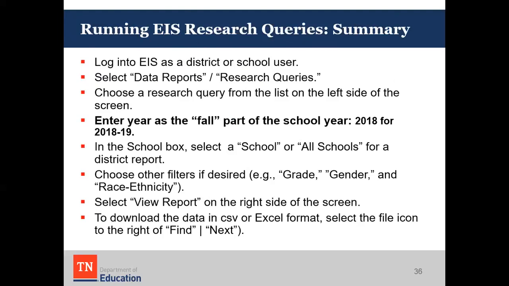To summarize, log into EIS as a district or school user. Select data reports and research queries. Choose a research query from the list on the left side of the screen. Enter year as the fall part of the school year, 2018 for 2018-19. In the school box, select a school or all schools. Choose other filters if desired, for example, grade, gender, or race ethnicity. Select View Report on the right side of the screen. To download the data in CSV or Excel format, select the file icon to the right of Find Next.